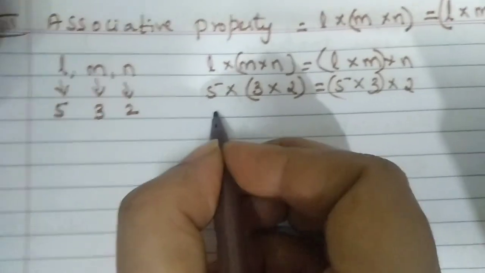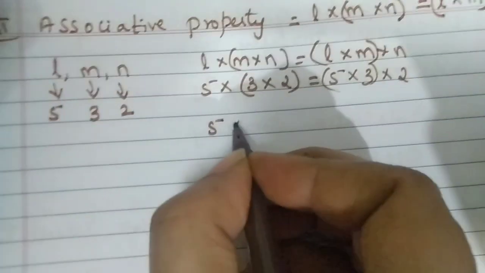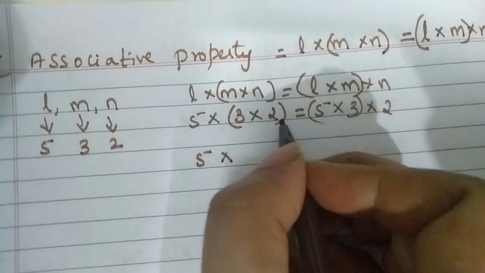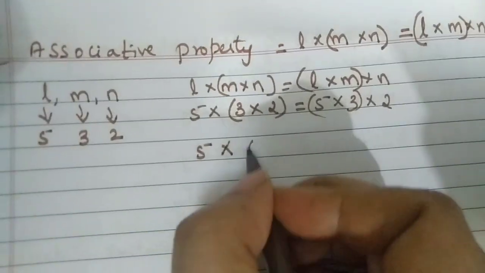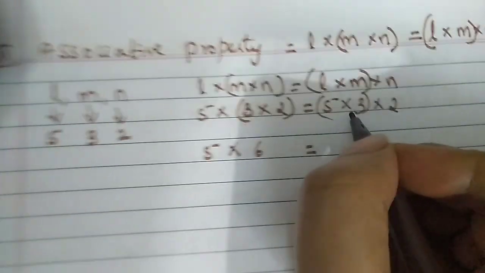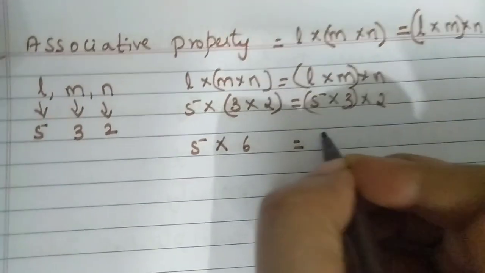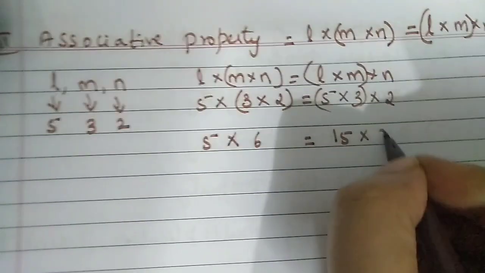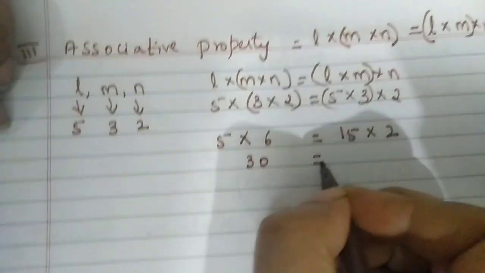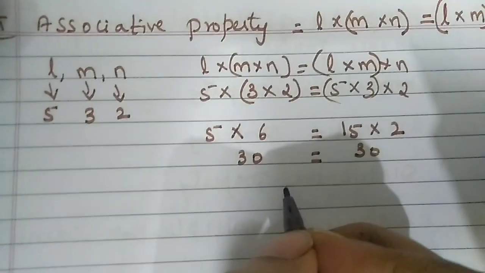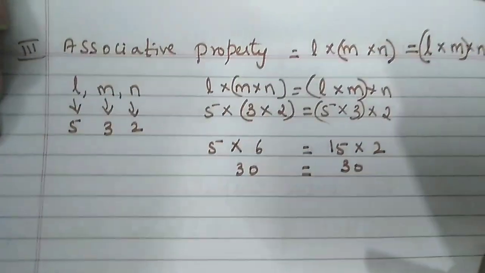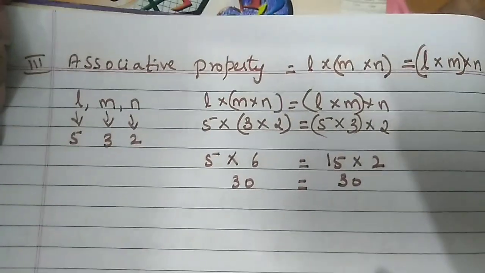So write 5 as it is, into, multiply the two numbers which are given in the bracket. 3 2s are 6, equals, multiply the two numbers in the bracket, 5 3s are 15, and then into 2. So 5 6s give you 30, equals 15 2s also gives you 30. So the associative property of multiplication of integers is also true.